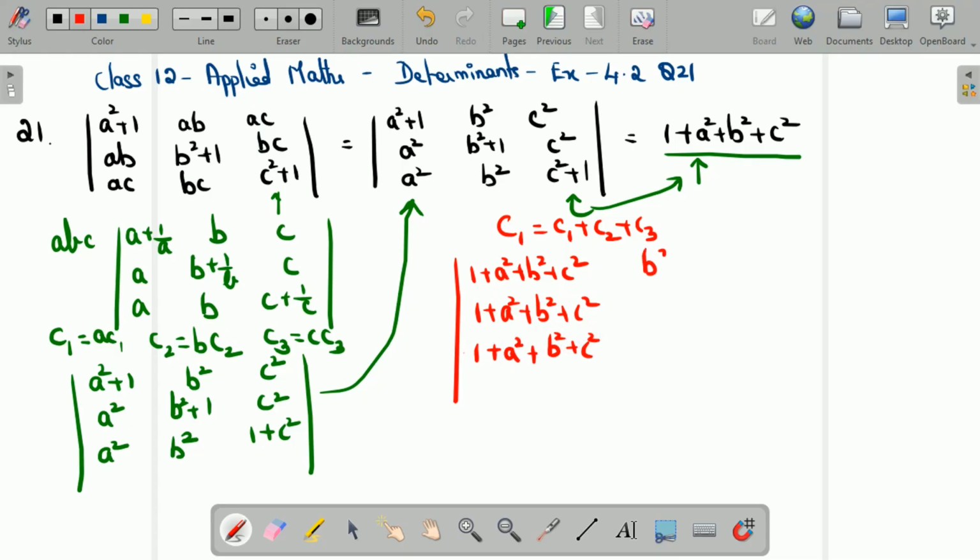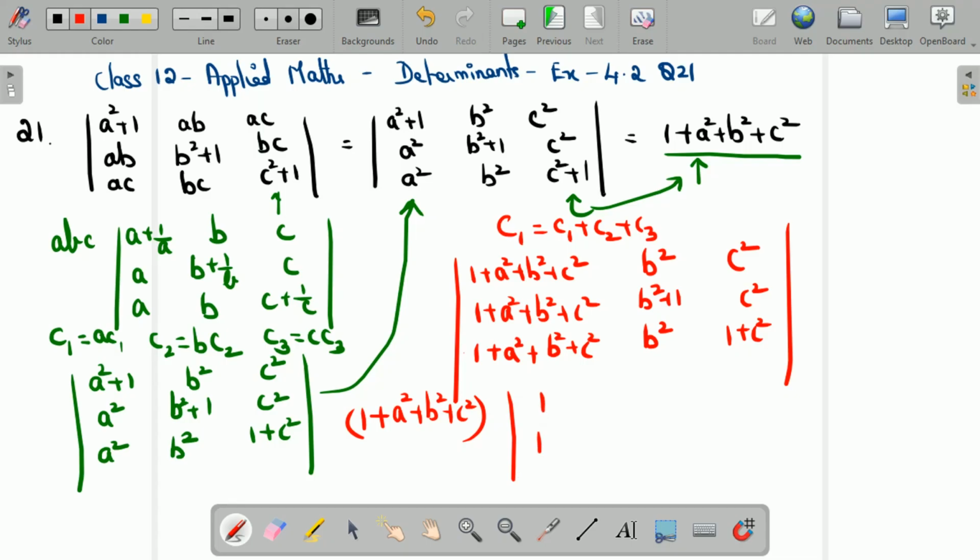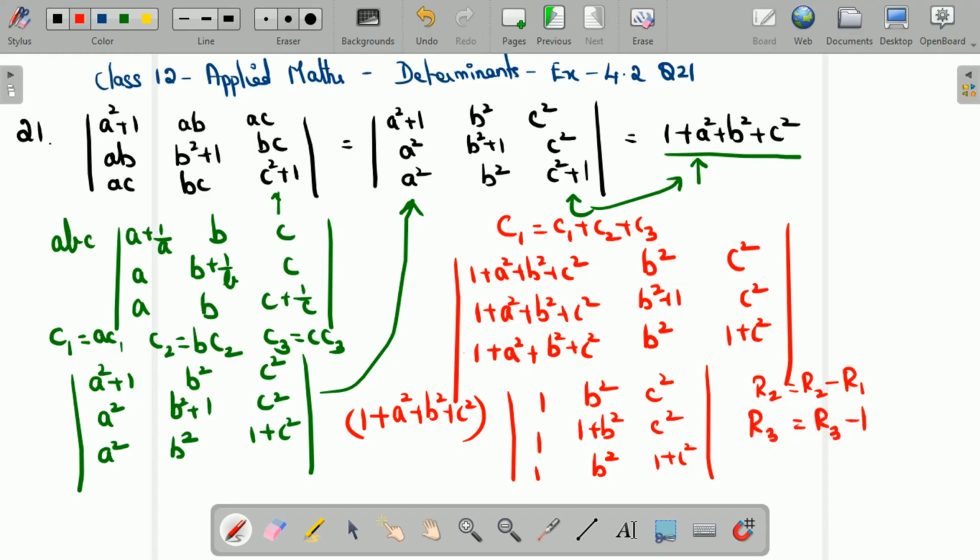Now retain all the other elements as such. So this is B square, C square, B square plus 1 and this is C squared. This is B squared and this is 1 plus C squared. Now you can take out this particular element outside. So it is 1 plus A squared plus B squared plus C squared. Now the determinant will become 1, 1, 1, B squared, 1 plus B squared, B squared, C squared, C squared, 1 plus C square. Now we are going to make two transformations simultaneously: R2 is equal to R2 minus R1 and R3 is equal to R3 minus R1.